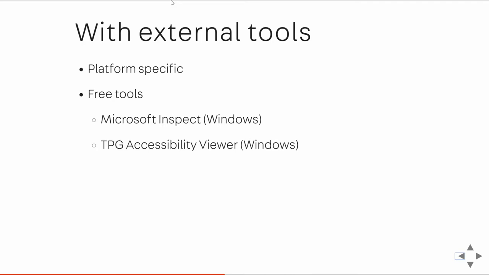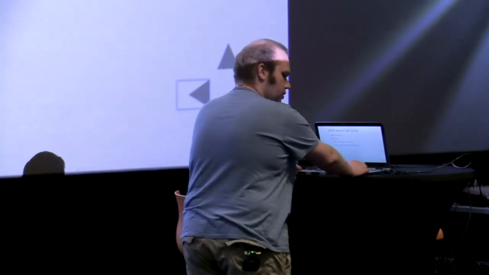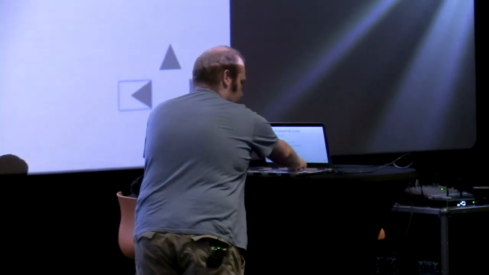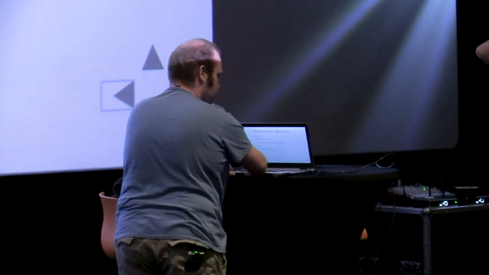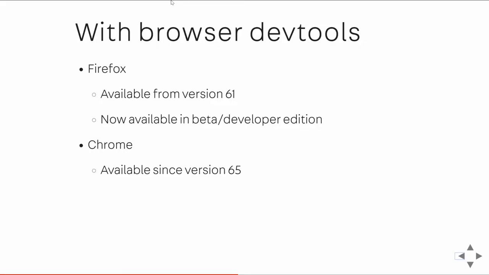And you have the accessibility viewer from the Paciello Group, TPG. That's also for Windows. And that's specifically designed to show you what a web browser is sending to a screen reader. So what's in the accessibility tree, what's focused, what's available there. But still, those are external tools, and you would have to install them and hope they still work with your current browser version, etc. So there are improvements on this front coming, fortunately.